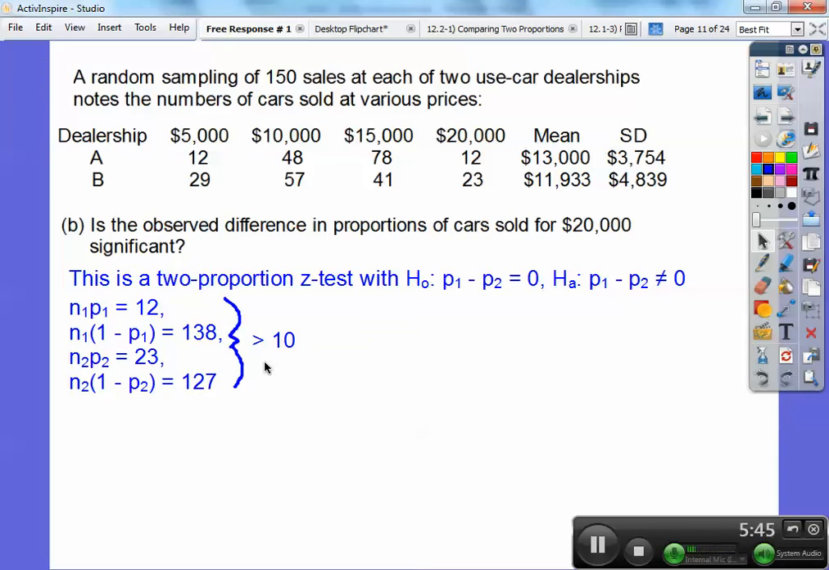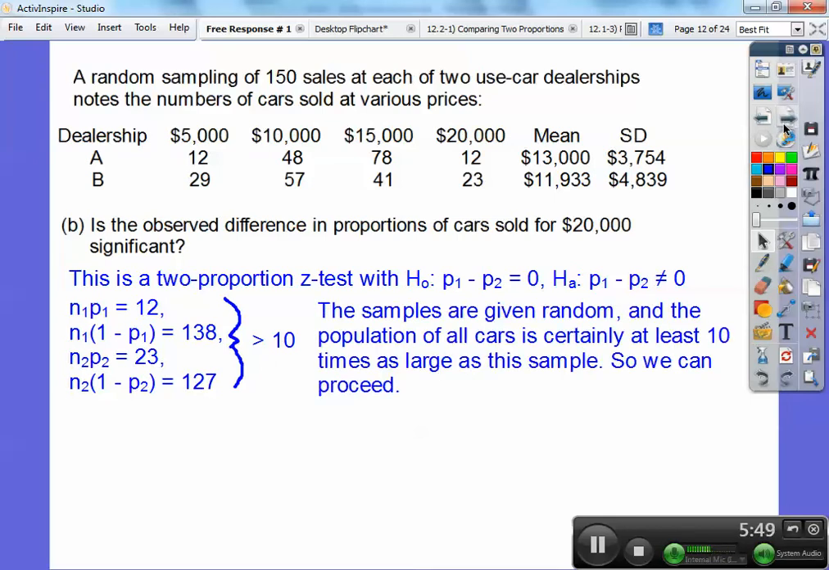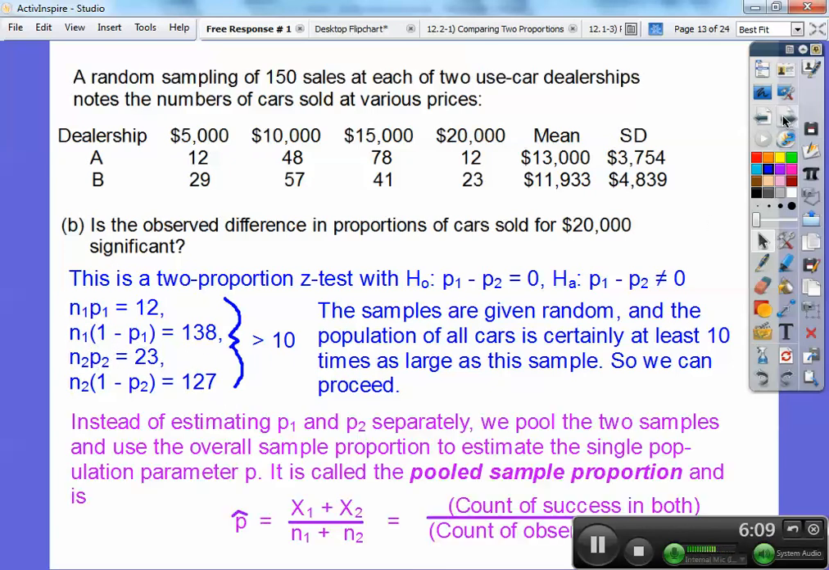Welcome. So we can go ahead and proceed. The samples are given at random, and the population of all used cars is certainly at least 10 times as large as the sample. So we can proceed with our calculations. It's random, and my N1P1 and the complement of that are all greater than 10, so we can go ahead and use our Z statistics.